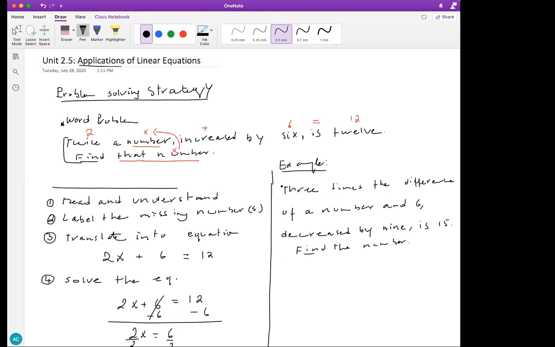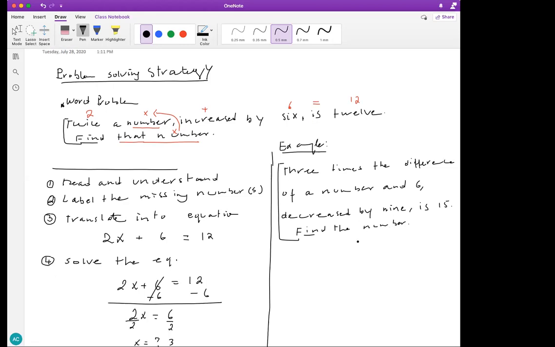Okay, so that's our word problem. Again, make sure you understand it, read it, understand every technical word and its translation into mathematical symbols. So we have 3 times the difference of a number and 6 decreased by 9 is 15. Find the number. So this is another problem. Interesting.